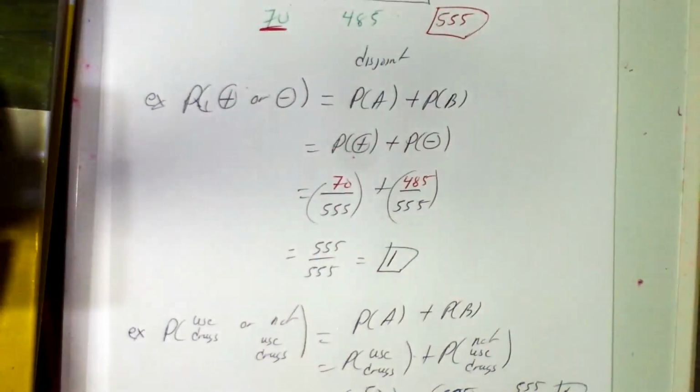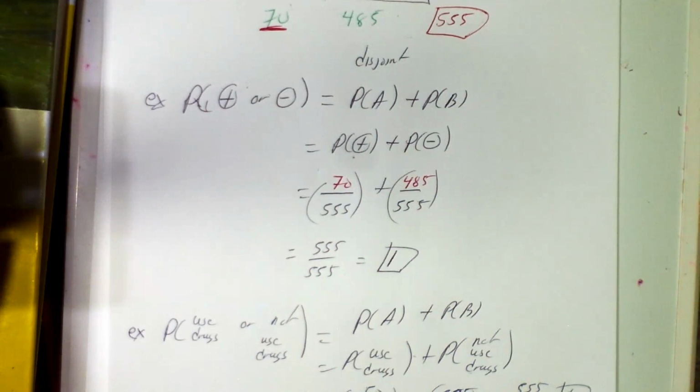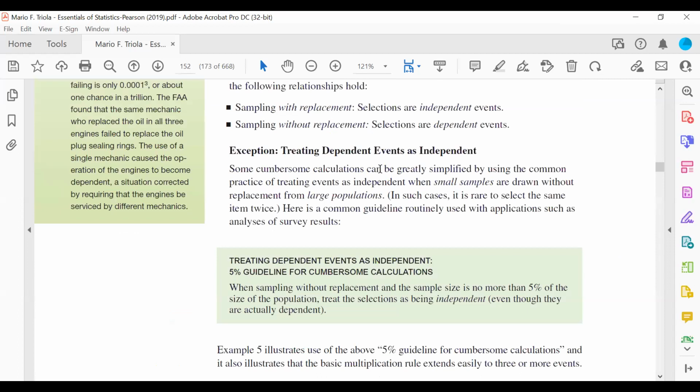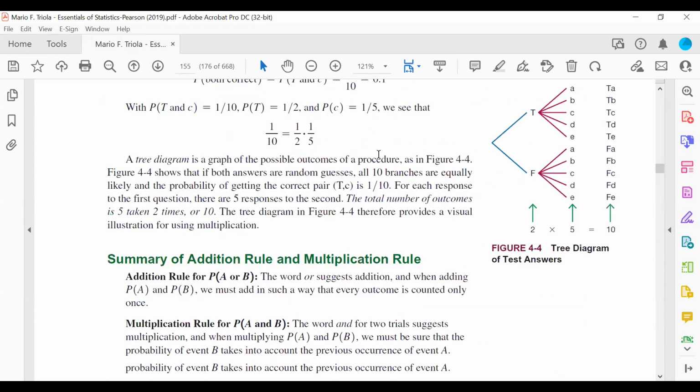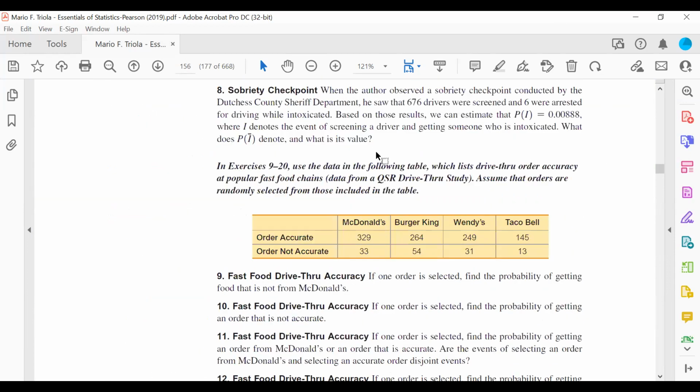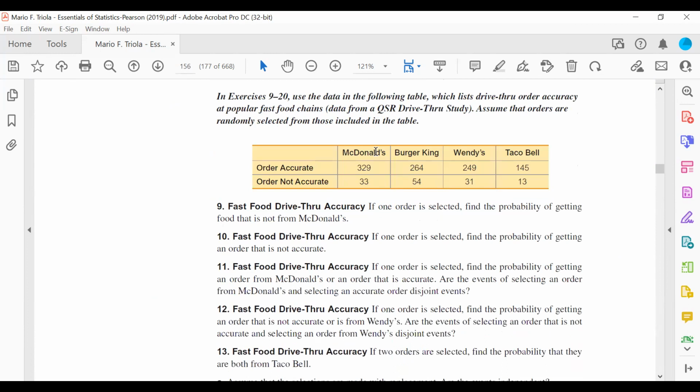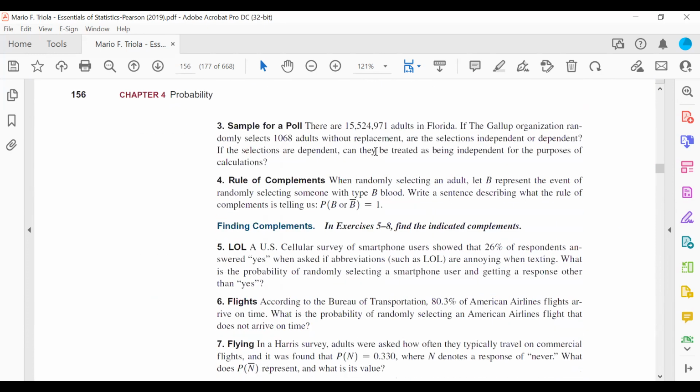All right, so let's look at the ones in the book. We'll do 2 examples. All right, so here we're gonna do 9 and 11. Okay, so here we go. Number 9. What page is it on? It is on page 156.